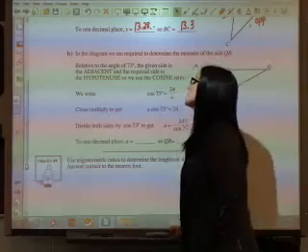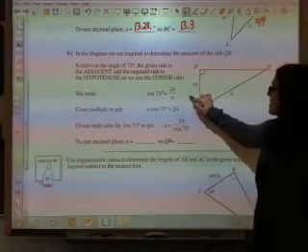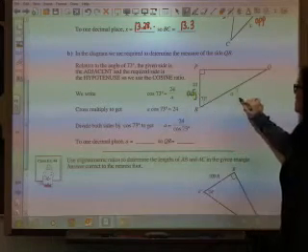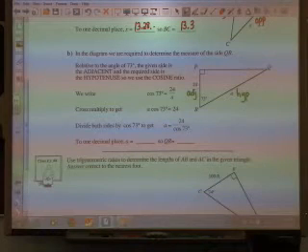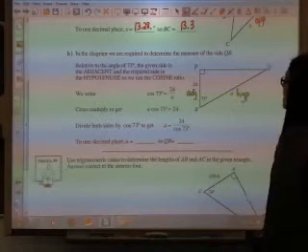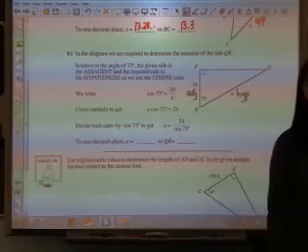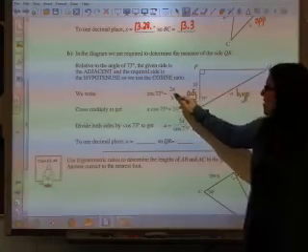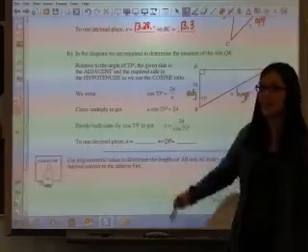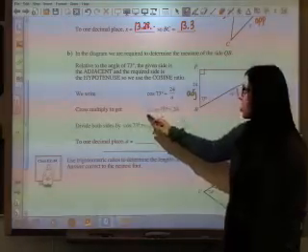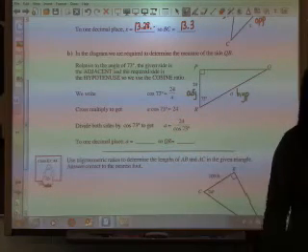So if I look at the next one, if I want to know what QR is, this is the adjacent side, this is the hypotenuse. So the trig function that has adjacent and hypotenuse is cos. So I get that cos of a 73 degree angle equals 24 divided by A. To get rid of the A, I multiply both sides by A, which brings A to the left-hand side, and now I don't have a denominator anymore. Then to get A by itself, divide by cos 73.